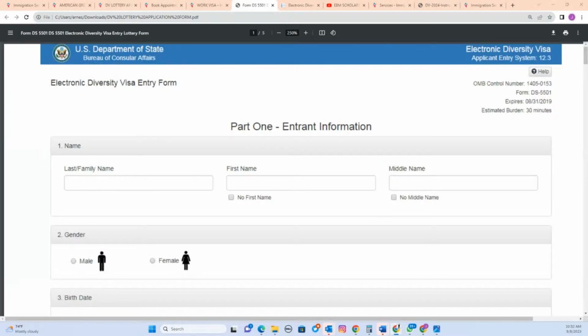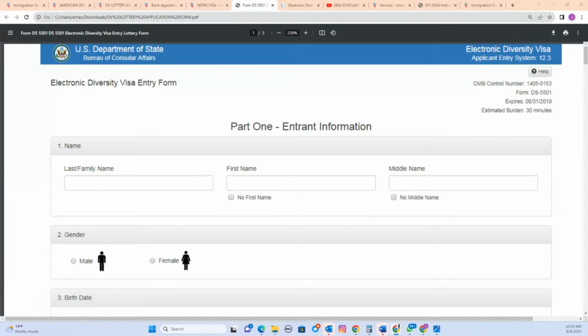This form is famously known as DS-5501, the electronic diversity visa application form or entry form. The form has a main part one. Part two will depend on some of the information you will be filling. Part one is the most crucial one because it has the information of what we call the main applicant, or rather the person who will be selected as the winner.